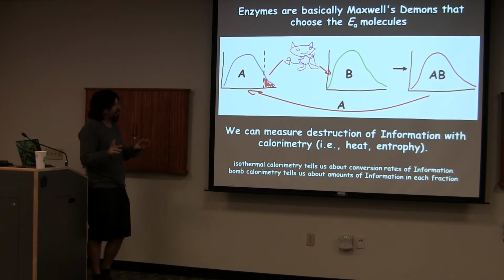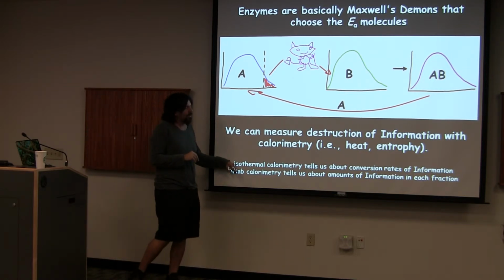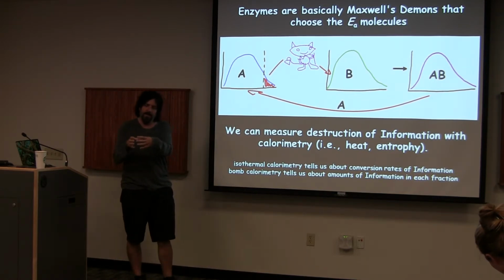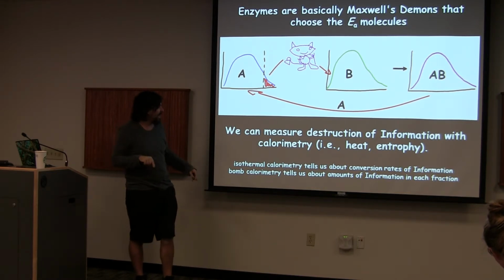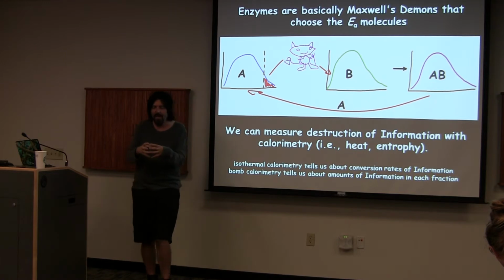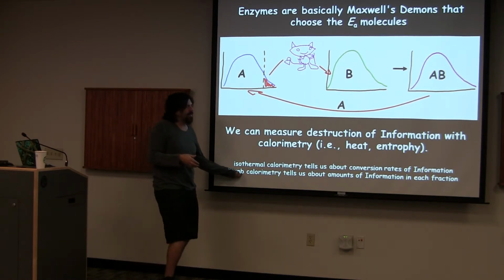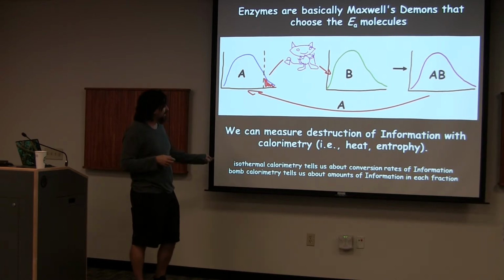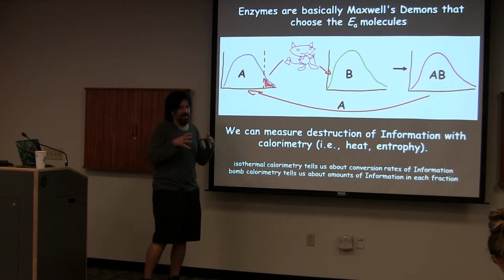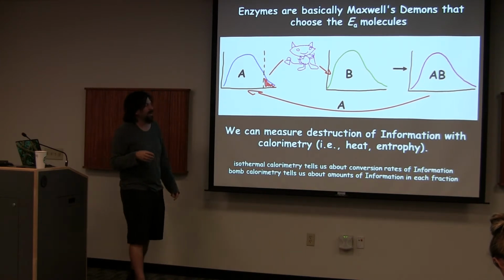The types of calorimetry you need to remember: there are isothermal ones, where you keep everything at the same temperature and measure heat coming out of it as you do work. So heat going out or heat coming in. Then bomb calorimetry is when you take something, put it in a little vial, combust it down to its elements, and measure the amount of heat that comes out of that. So that's telling you about the information that is lost. This tells you a rate, and this tells you the amount of stuff actually contained within a fraction.